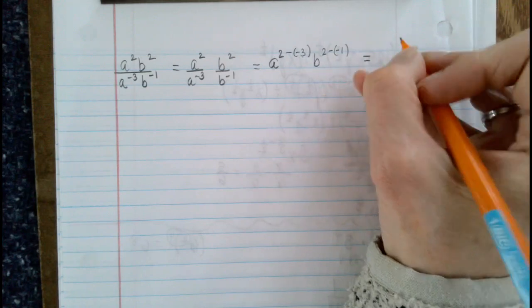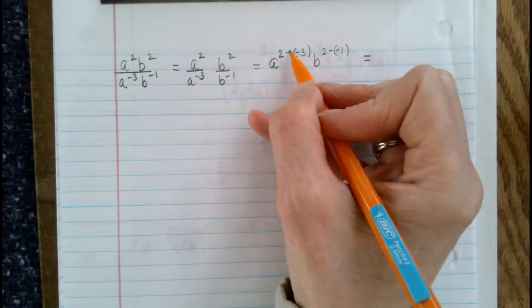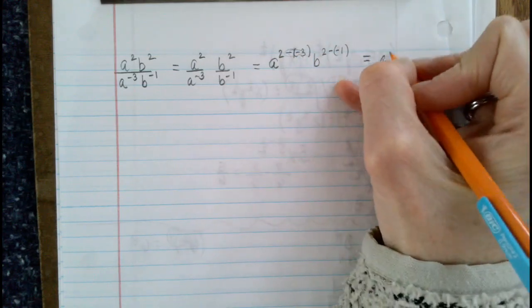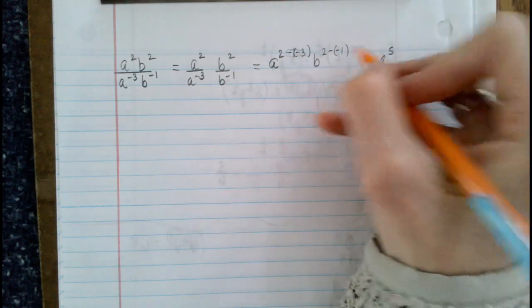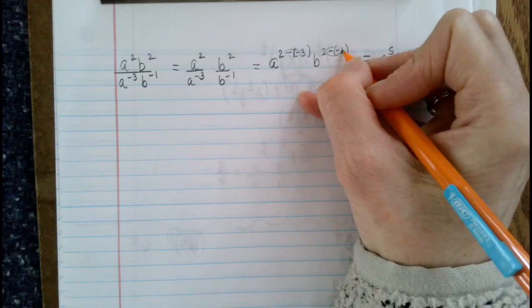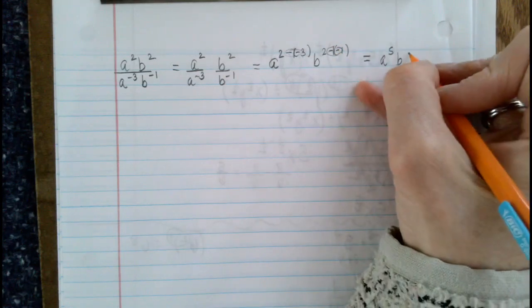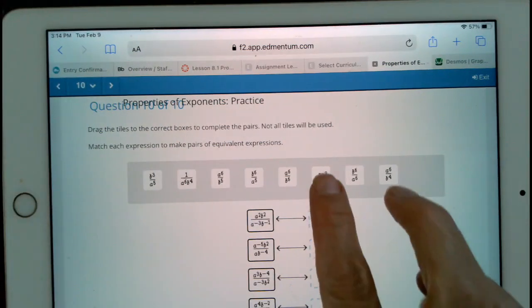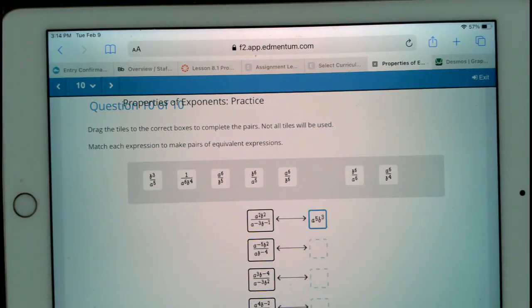So when we finish this particular problem, what happens with the double negative, it becomes positive. So we get a to the 5th, and b, double negative gives us a positive b cubed. So if we pull that back up, a to the 5th b cubed. 50-50 whether these things work on my iPad, but that eliminates one of the answers. And then we go to the next one.